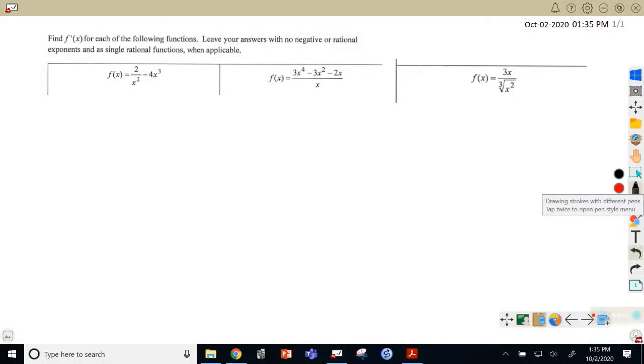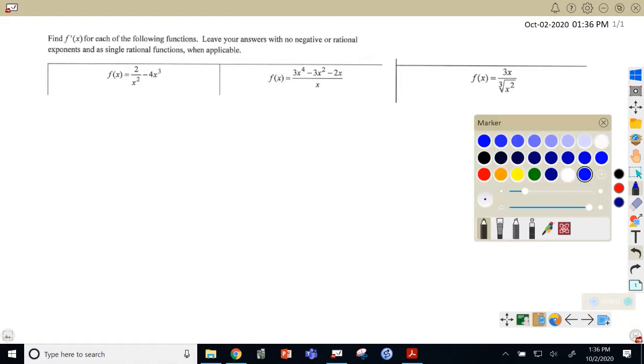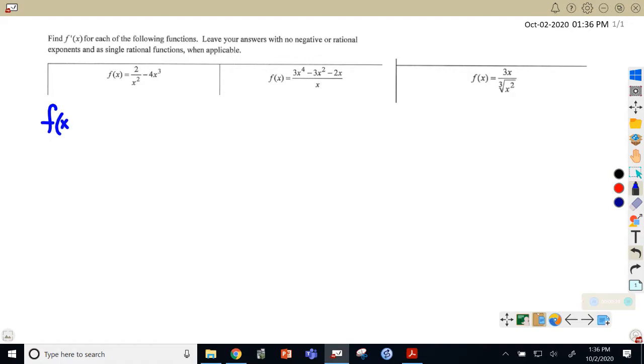What's happening, everybody? In this video, I'm going to show you how to apply the newly learned power rule for derivatives. So let's do it. The first thing you have to do before you use the power rule is rewrite the function that you are given as a polynomial.